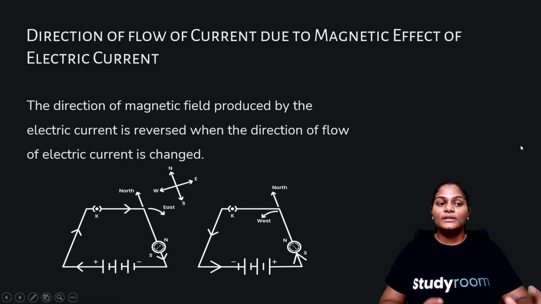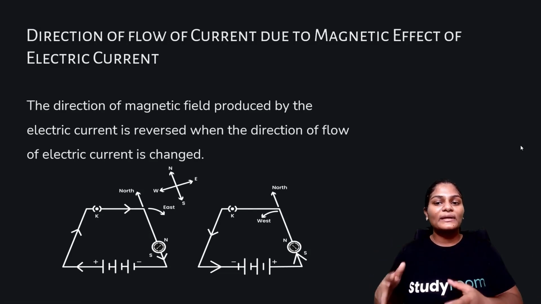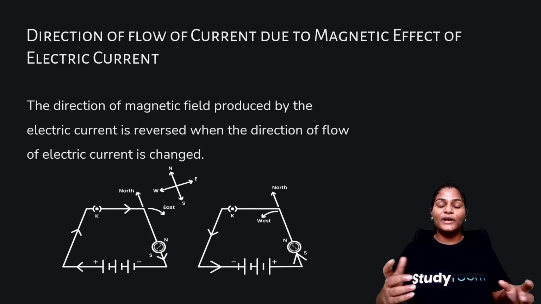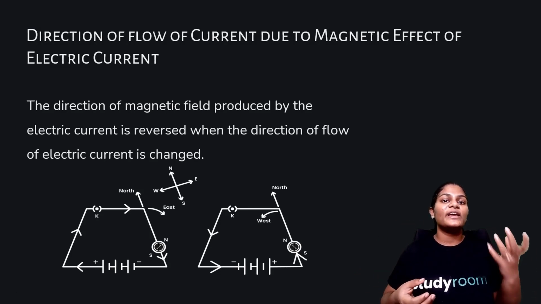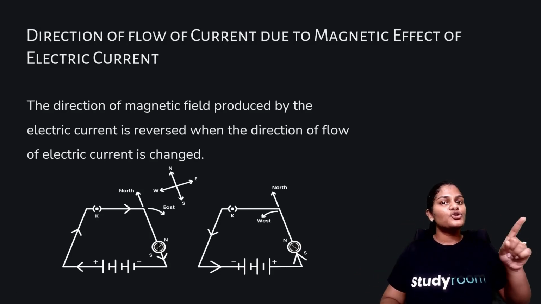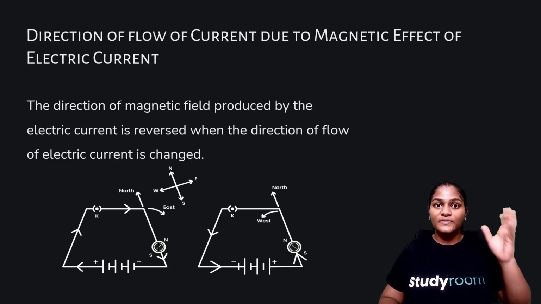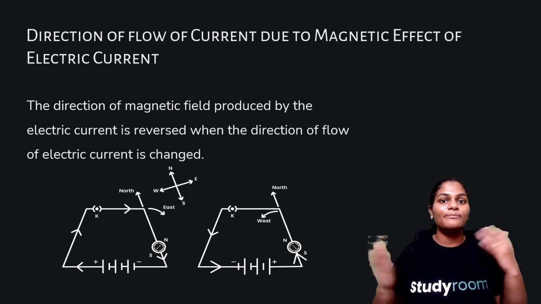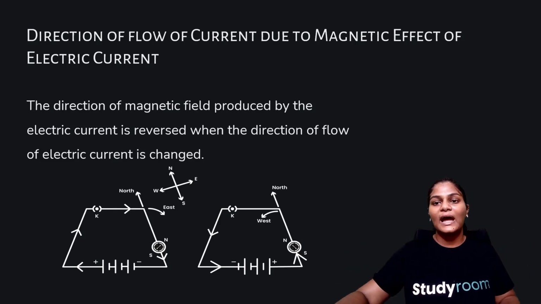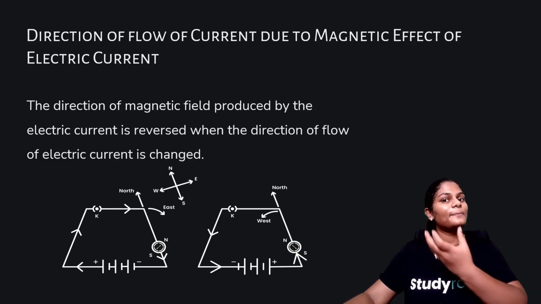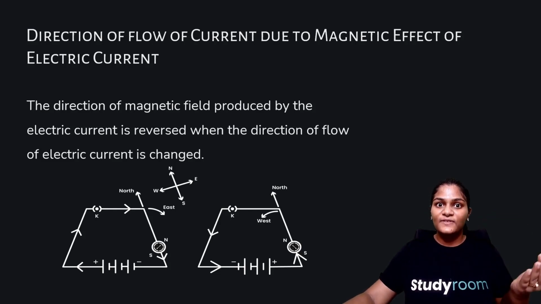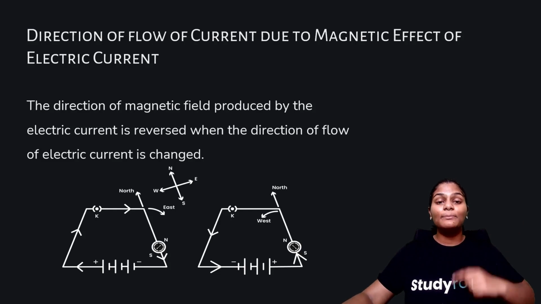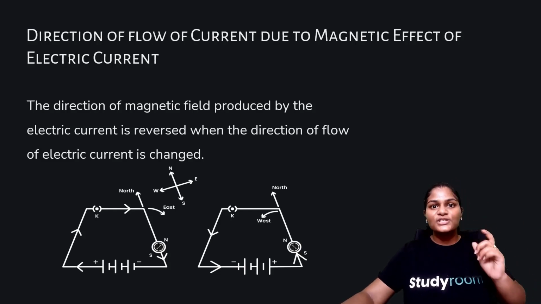Now, the direction of flow of current and the magnetic effect of electric current. This was also something that was experimentally observed. When we talked about the experiment that Hans Christian Oersted accidentally discovered, the magnetic property of electric current, that when a compass needle is kept near a current carrying wire, it gets deflected. A further experiment was conducted by changing the direction of current.